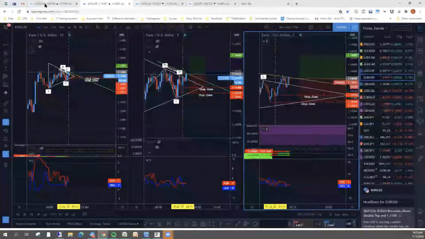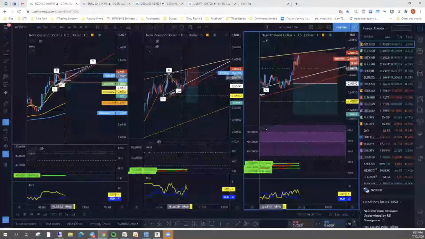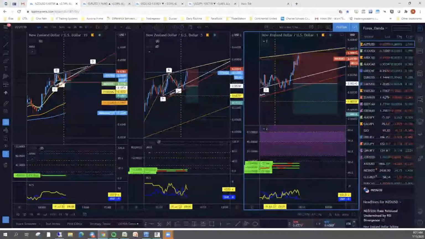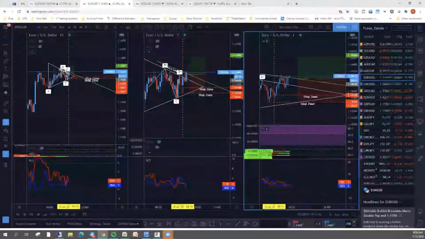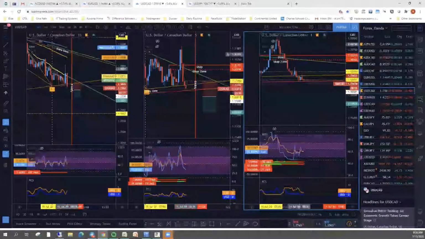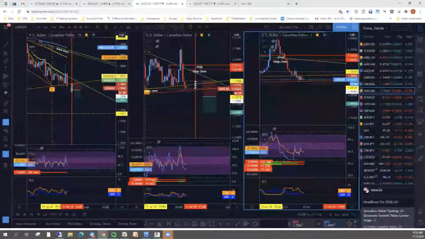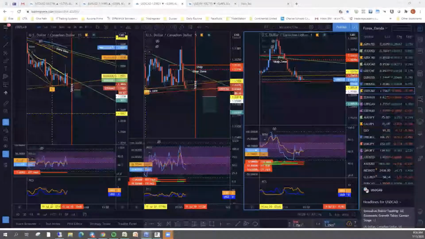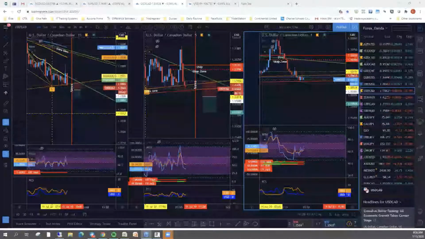New Zealand is starting to break to the upside. New Zealand strength, dollar weakness. The CAD is showing dollar weakness, the euro is showing dollar weakness. Be careful with New Zealand, not too many at one time. So if you're short with the New Zealand, you may not want to continue with that one because that's showing dollar weakness. You're on the wrong side for dollar strength on that.